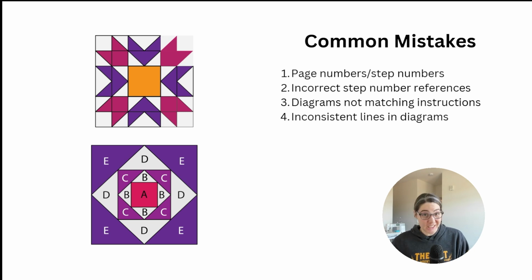So the first really common mistake I see is page numbers or step numbers out of order. If you're using software that does auto numbering, this is less likely, like InDesign, which is what I use. But some programs don't do that, right? So you'll have multiple text boxes and you've got to manually number those things. And whenever you're doing that, it's really ripe for something ending up out of order, especially if you're using something like Canva or Word.